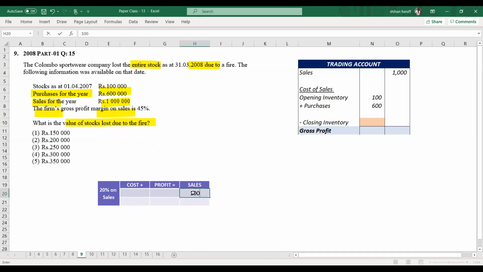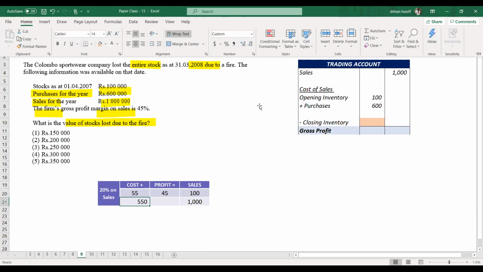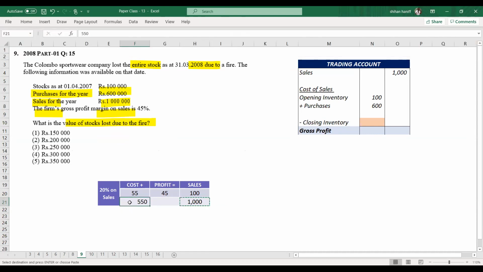If the sales is 100, profit is 45, cost is 55. Now the sales value is 1000. That means cost of sales is 550. Cost of sales is 550.